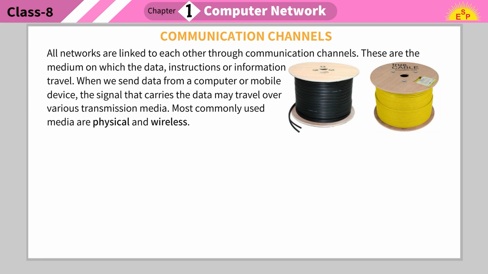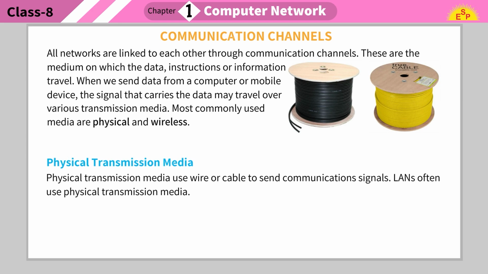When we send data from a computer or mobile device, the signal that carries the data may travel over various transmission media. Most commonly used media are physical and wireless. Physical transmission media. Physical transmission media use wire or cable to send communications signals. LANs often use physical transmission media.